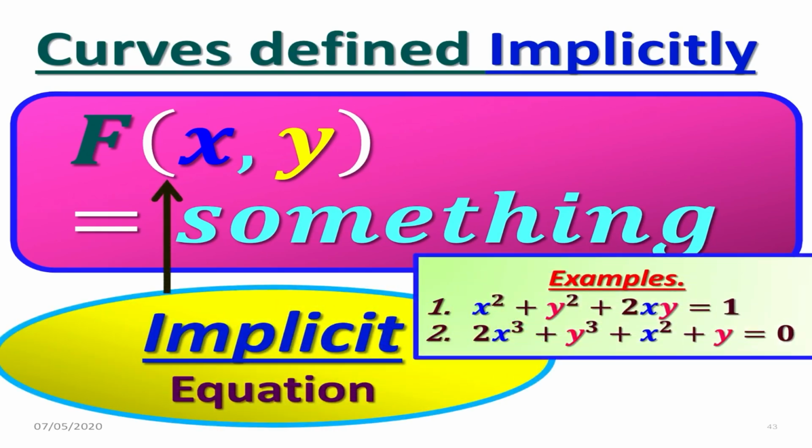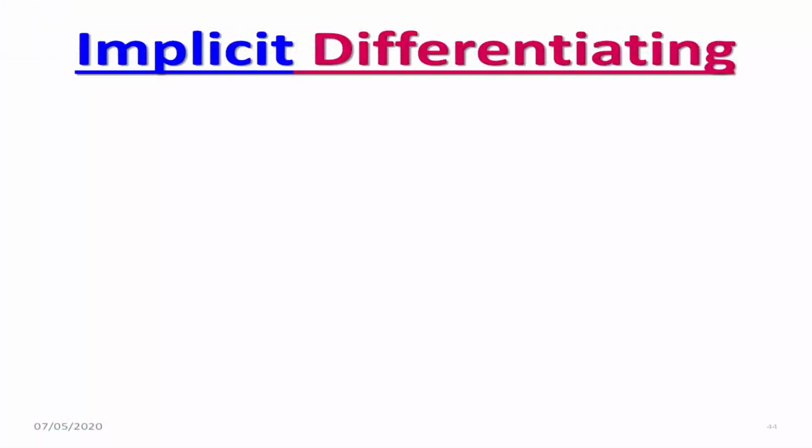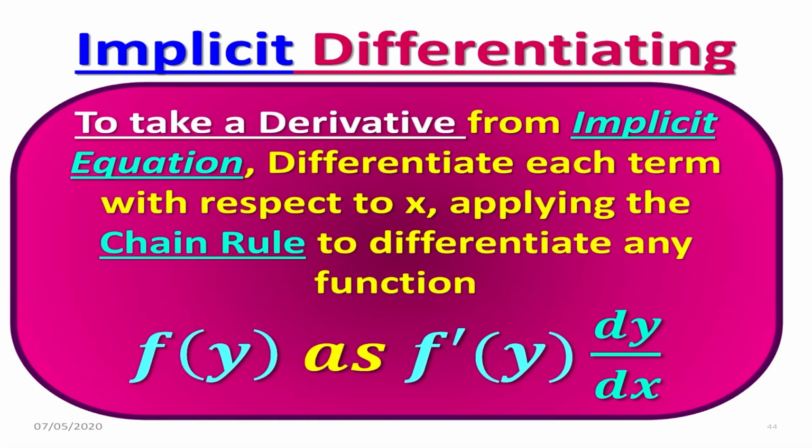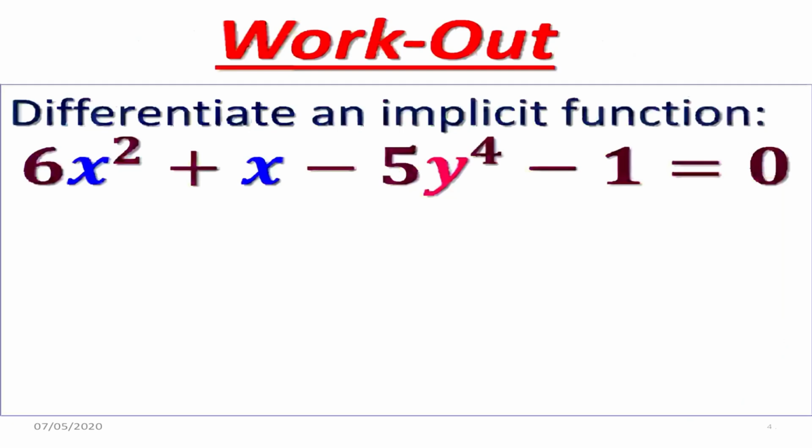So here are some examples. Now, you might have taken derivatives of normal, explicit functions before. The question might be raised, how do we differentiate implicitly given functions? As a rule of thumb, to take a derivative of an implicit equation, differentiate each term with respect to x, normally, like you would do, applying the chain rule to differentiate any function containing y, so by attaching dy dx.